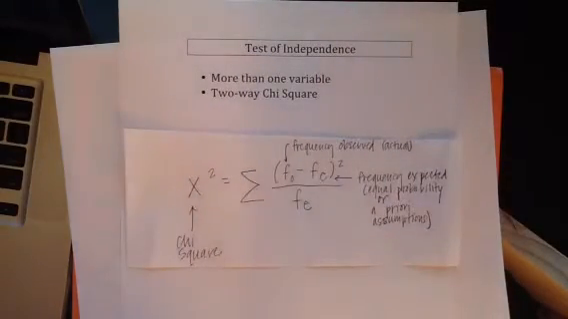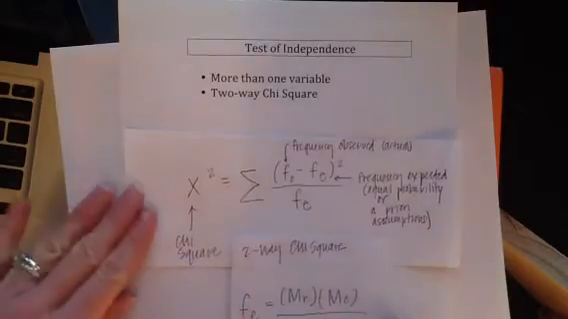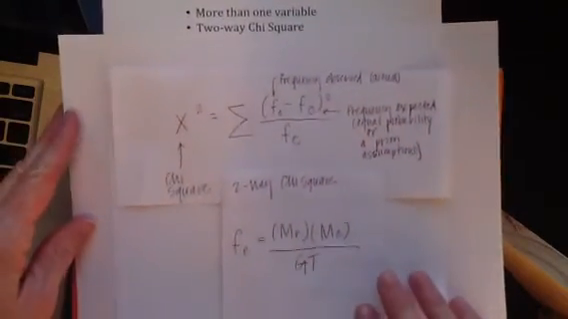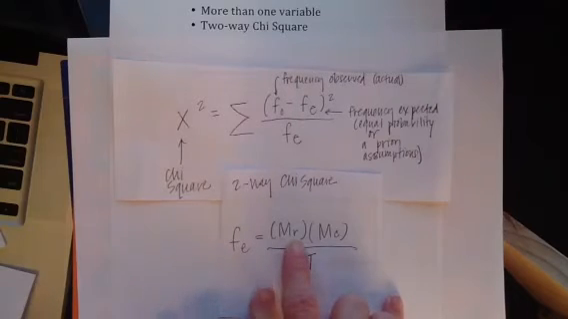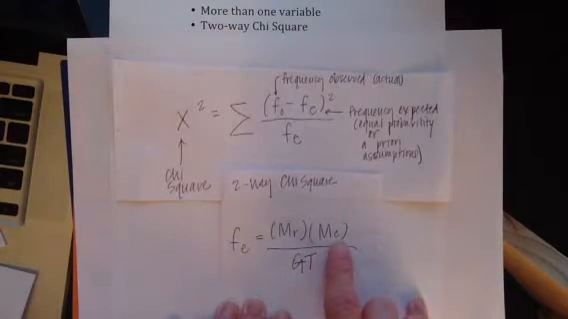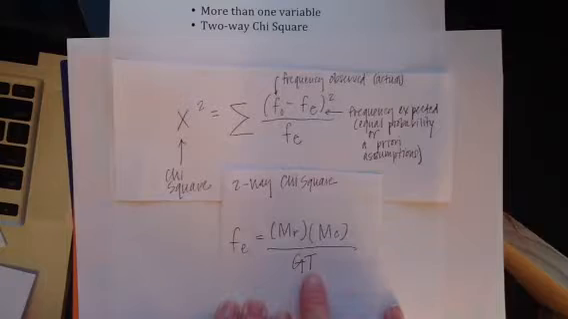Now, a couple of things will differ. For example, with a two-way chi-square, the way that you would calculate your expected frequencies, and this is if you have equal probability, you take your marginal total for your rows, multiply that by your marginal total for your columns, and then divide that by your grand total.